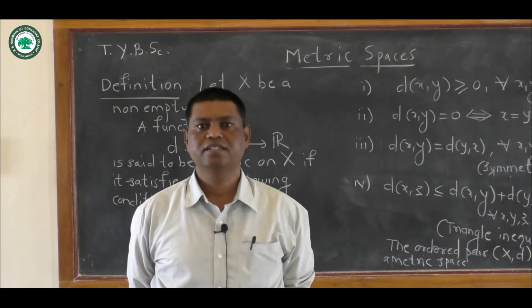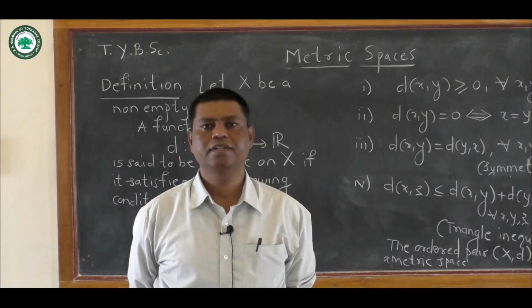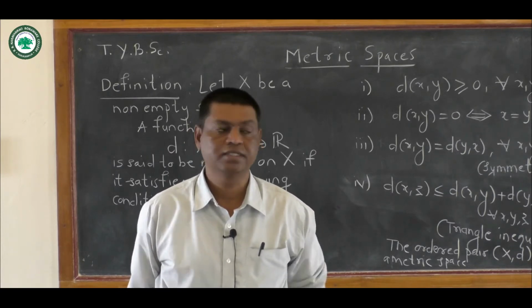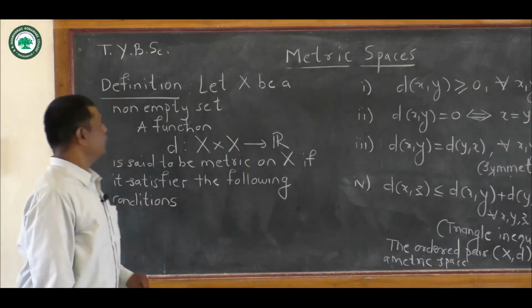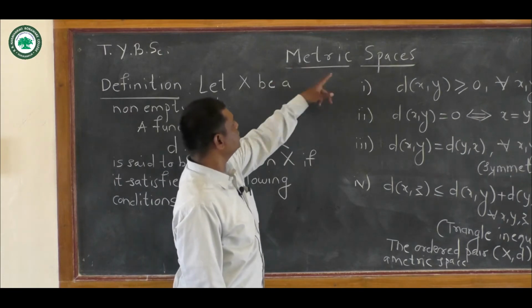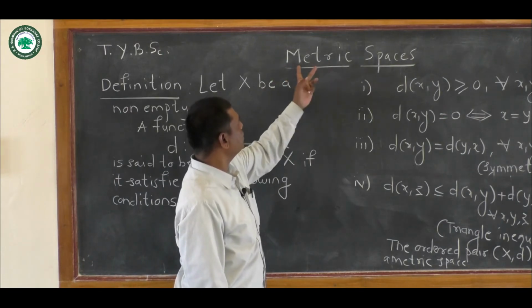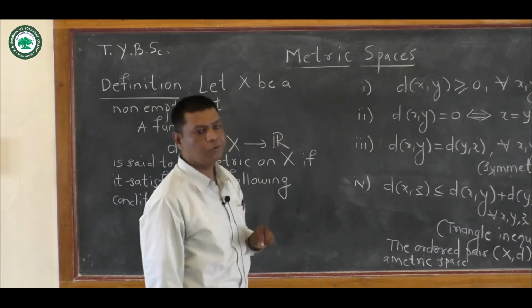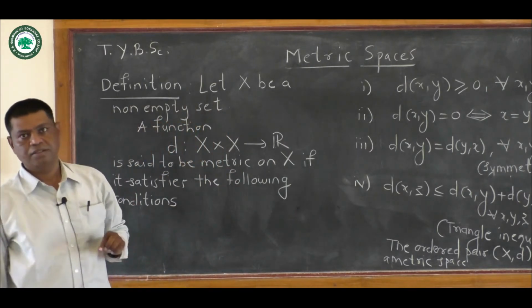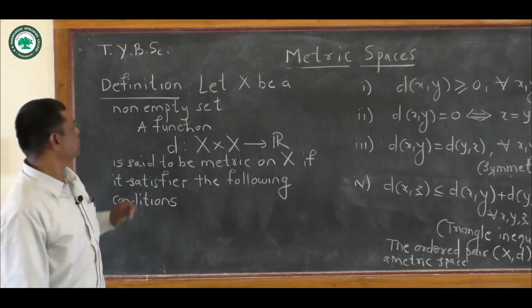Students, in this session we are going to see the definition of metric space and some examples of metric space. First we are going to see the definition of metric space. In the word metric spaces, the word metric is derived from the word meter. Meter means measure.